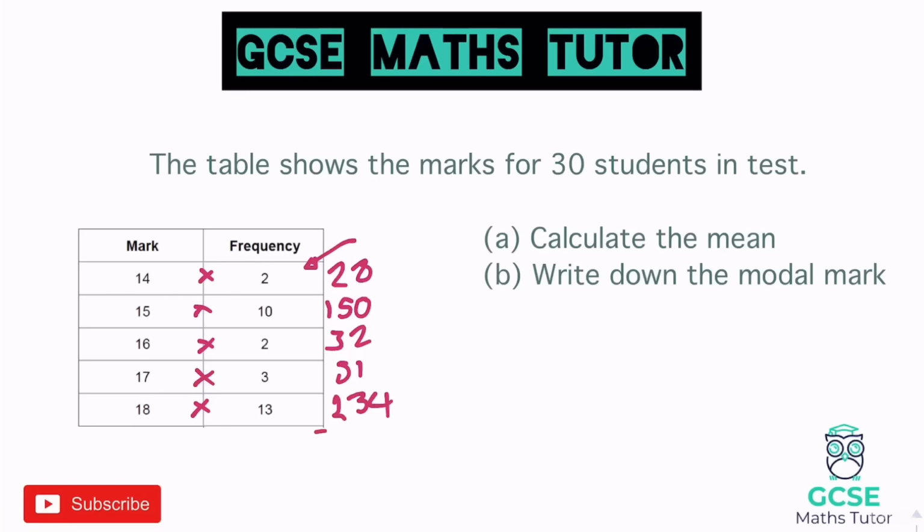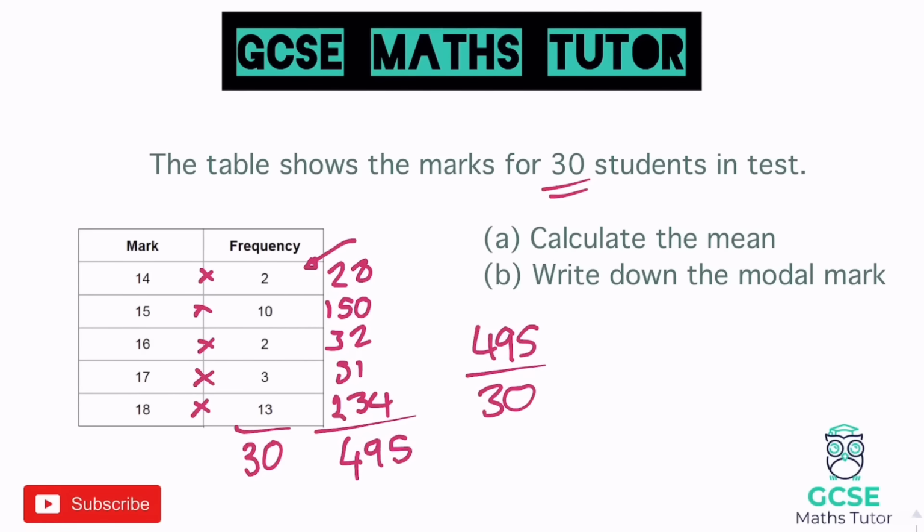Now if we add all this up, it'll tell us the total amount of marks that everybody got. So 234 plus 51 plus 32 plus 150 plus 28 gives us a total amount of marks there of 495. So that's their total, and it says that there are 30 students up here. Although if we didn't know that, we could add together this frequency column and we get a total of 30. So to find the mean, we just need to do 495, the total amount of marks, and divide it by 30. And that gives us a final answer there of 16.5.